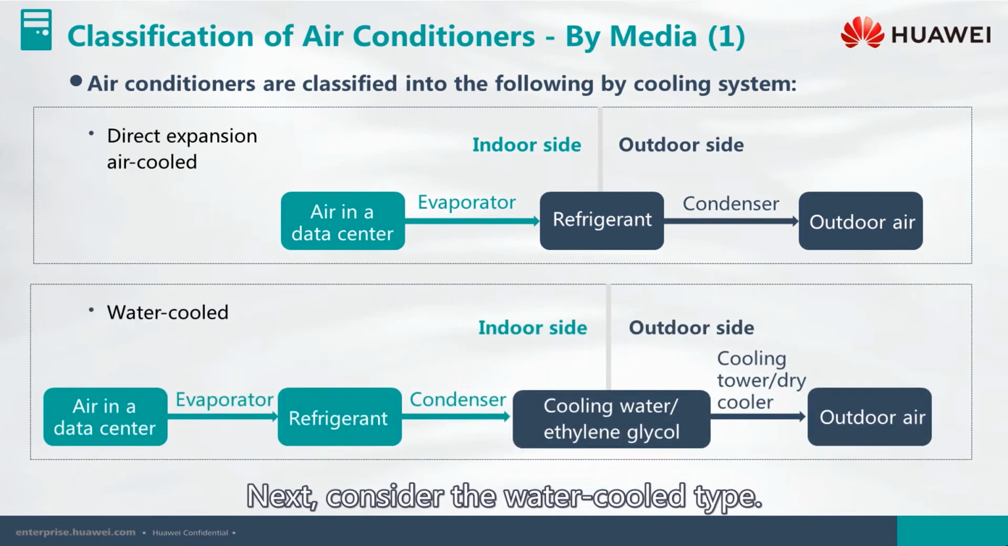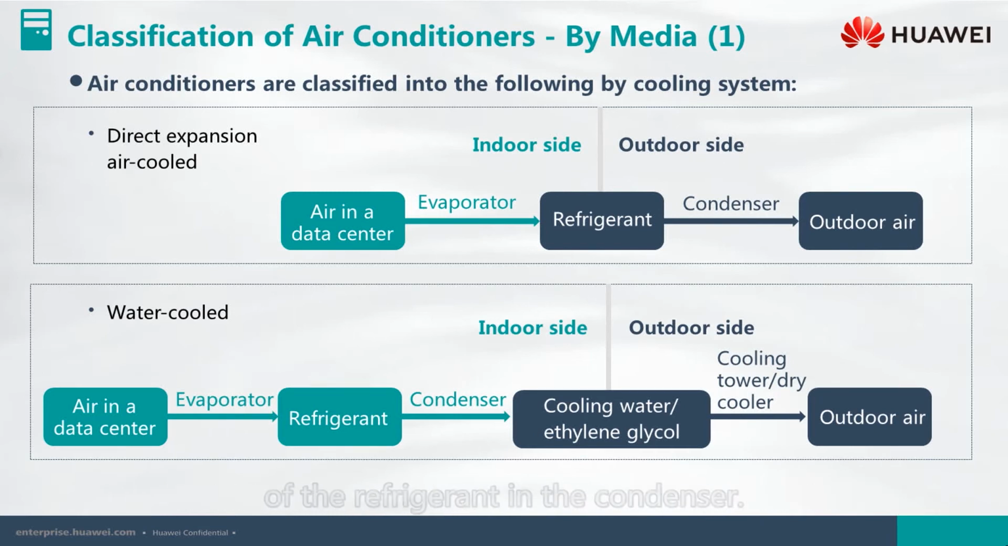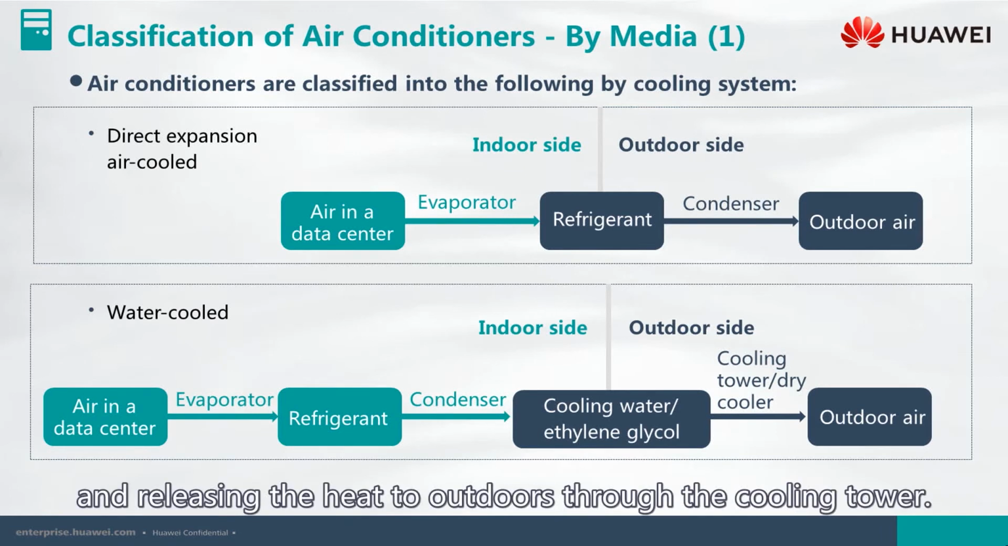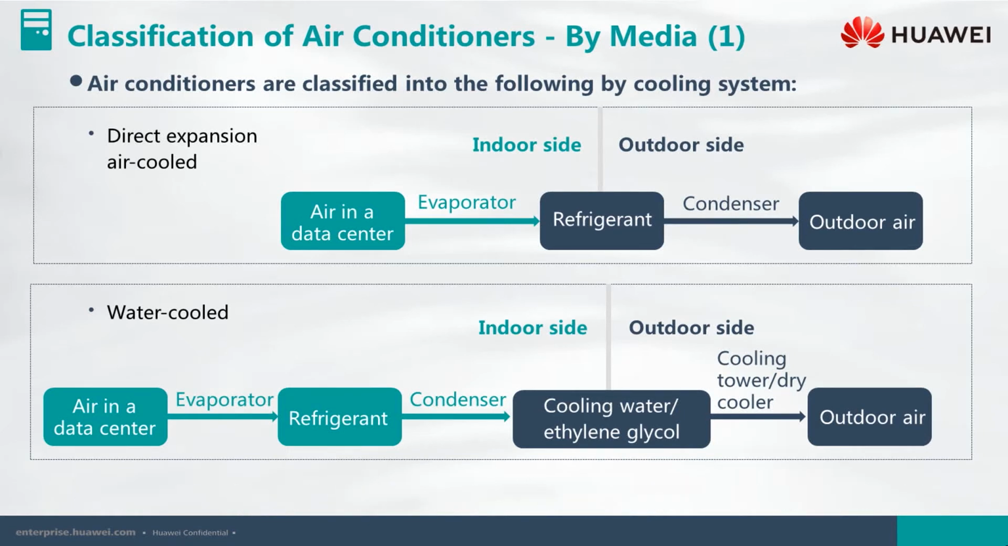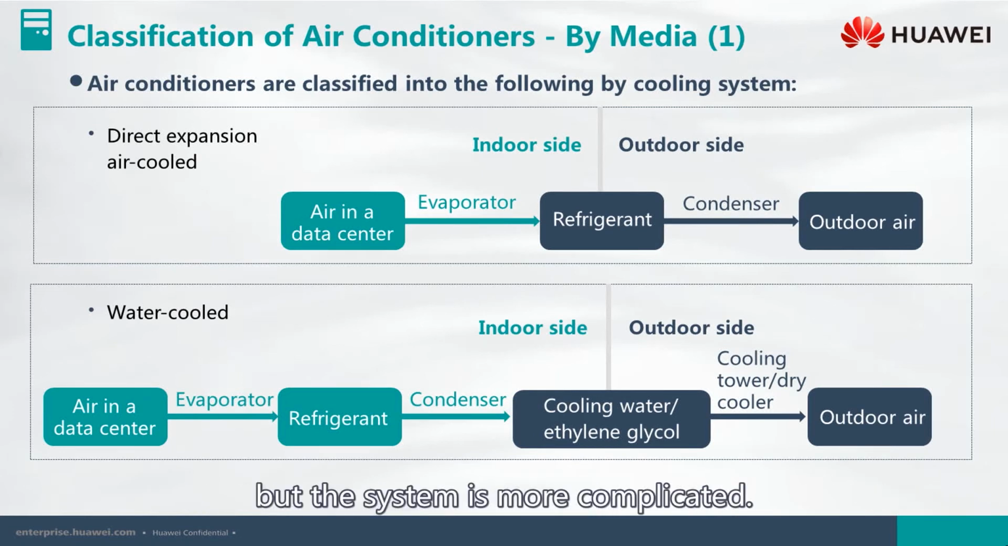Next, consider the water-cooled type. Water cooling here refers to the cooling method of the refrigerant in the condenser. Water cooling is based on refrigeration, adding a water cycle to the condenser side and releasing the heat to outdoors through the cooling tower. This cooling method of the condenser has a better cooling effect, but the system is more complicated.